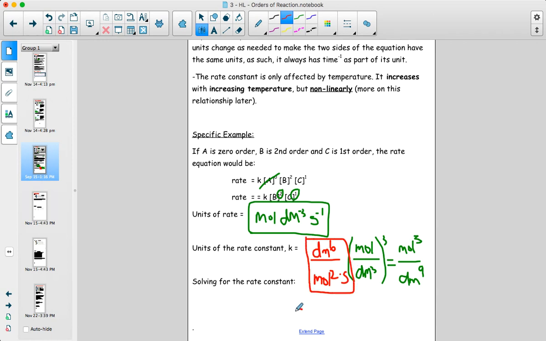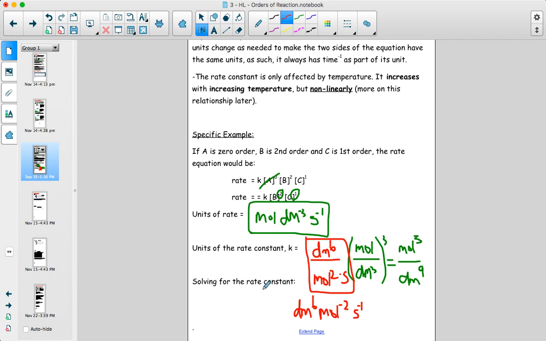It would probably be written as dm6 moles minus 2 and seconds minus 1. So it's a little bit funny, not that those units really mean anything, they're just there. All the rate constant does, both in number and in units, is really just make it so that the 2 sides are equal, that we can equate rate to concentration, which is going to be really important going forward. But this is how you'd work out the units of the rate constant.